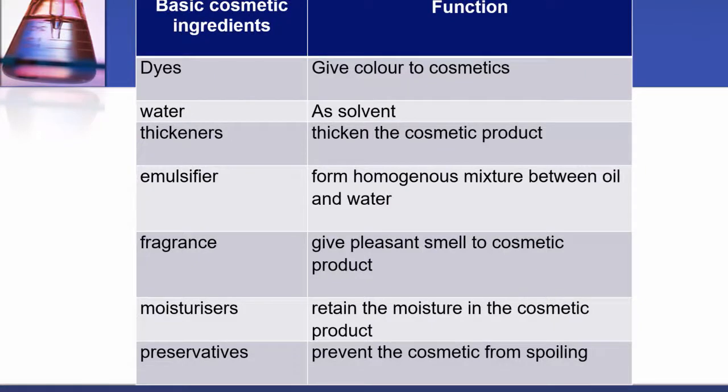I will share with all of you the 7 basic cosmetic ingredients and their correct functions. Okay, so number 1, dye, to give color to the cosmetic. Water, acts as solvent for the cosmetic. Thickeners, as the name suggests, to thicken the cosmetic products. Emulsifier, it will form a homogeneous mixture between the oils and water in the cosmetic products. Fragrance, to give a nice, pleasant smell to the cosmetic product. Moisturizer, to retain the moisture in the cosmetic product. And lastly, preservative, to prevent the cosmetic products from spoiling.